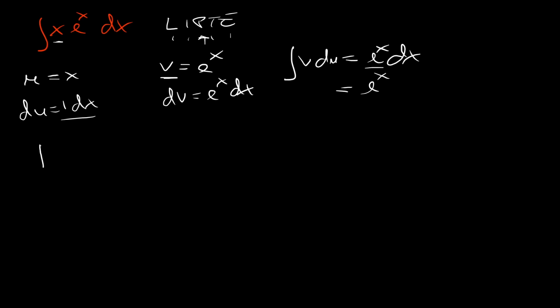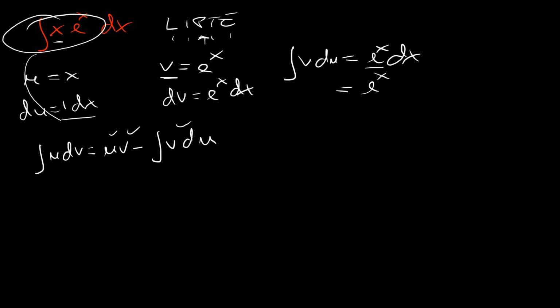So when solving this, remember that the expression is the integral of u dv equals uv minus the integral of v du. We have this one, we have this one, and we have this one. So all we need to do is substitute. So all we need to do now is just some substitution.